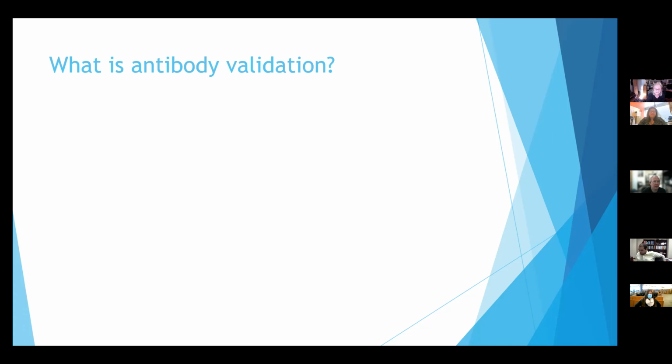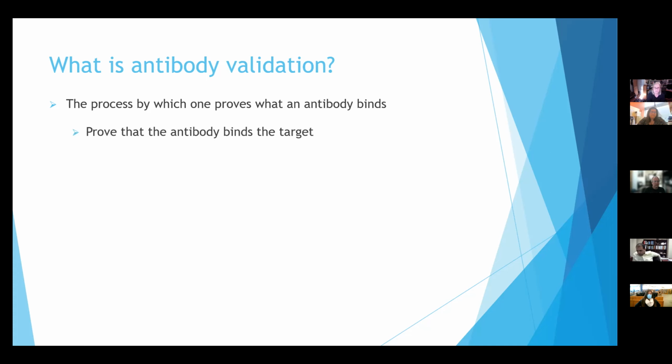Okay, so what is antibody validation? Going back to an earlier slide, it's the process by which one proves what the antibody binds, irrespective of what you think it should bind. So you need to prove that it binds the target, right? So if you're developing a brand new antibody, does it actually bind what you want? Or which of all the antibodies that you made binds your target? And prove that there is no off-target binding, unless you want it. You want one that crosses all of the family members. Maybe that's what you want.